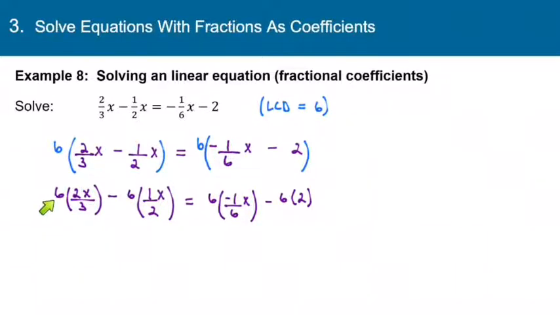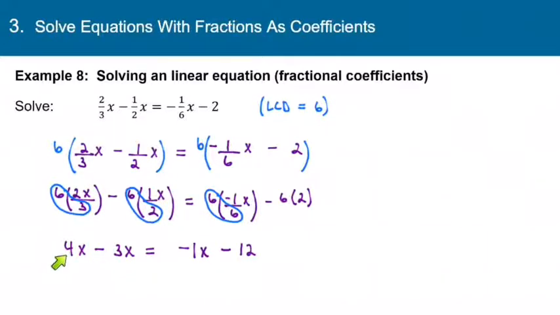And the nice thing here is that because we multiplied each term by the LCD, all of our denominators are going to divide out. So notice that 6 divided by 3 is 2. This 2 times 2x gives us 4x. And here 6 divided by 2 is 3. This 3 times 1x gives us 3x. Here 6 divided by 6, of course, is 1. That 1 times negative 1x is negative 1x. And then we have minus 6 times 2, so that's going to be minus 12.